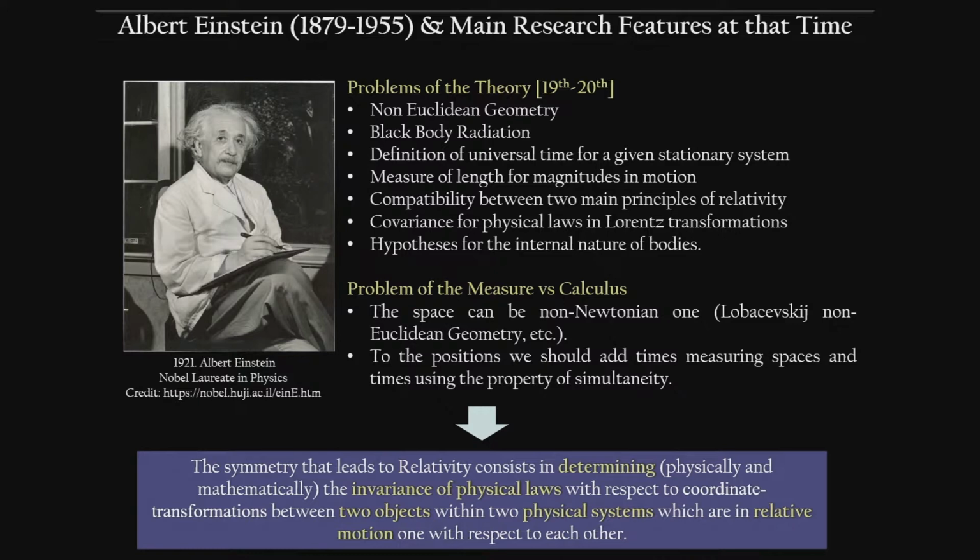Einstein talked about his principle, not because what Newton did is not good. Thanks to what Newton did, we can go over. We can continue to talk about something else. What about the motion at the velocity of light? To the position we should add time, measuring space and using the property of simultaneity. Here we start to have the concept of invariance that is very important.